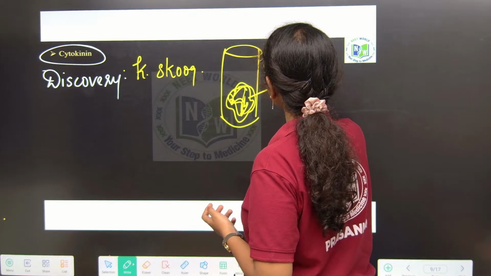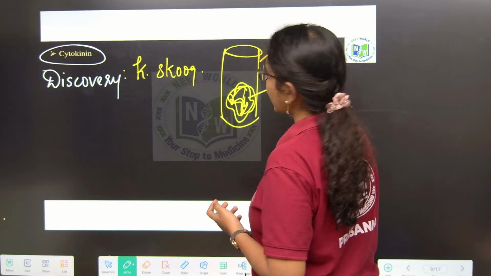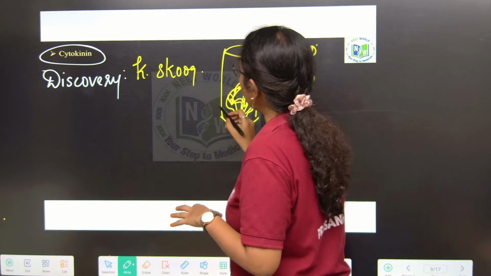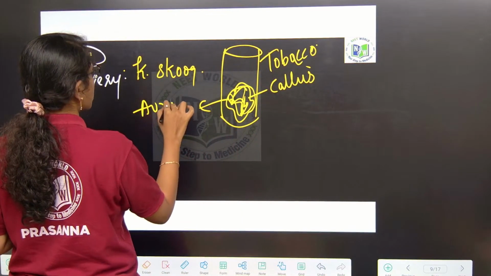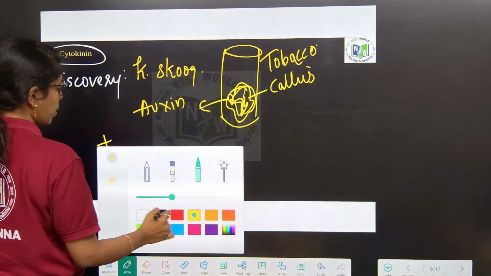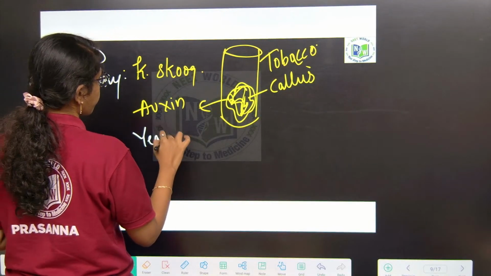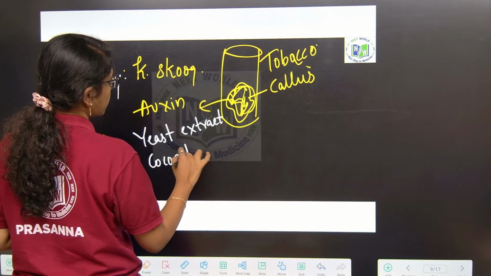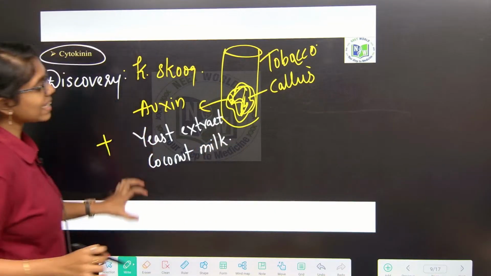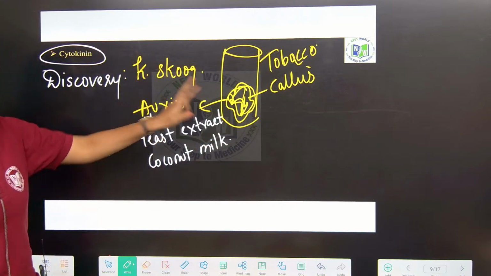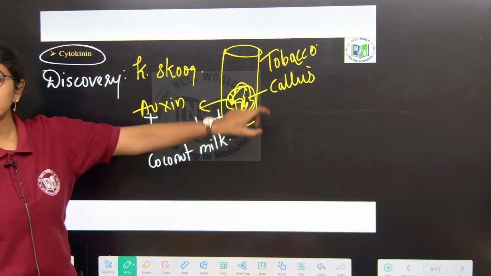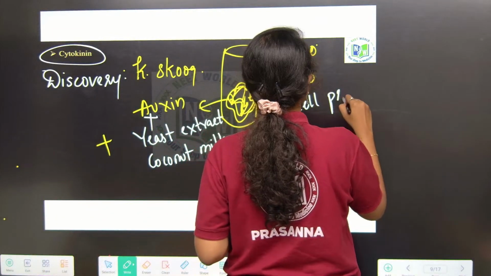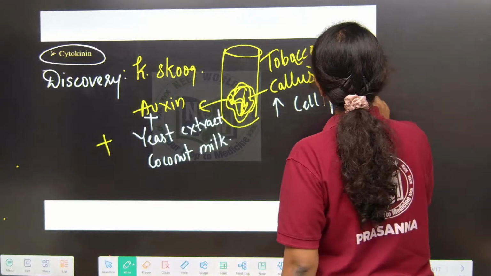So, Skoog observed that tobacco callus showed internodal elongation when it was supplemented with auxin, along with yeast extract and coconut milk. When these are supplemented along with auxin, this promoted the growth of what? Internodal length in the tobacco callus, and this increased cell proliferation, that is cell division, inside the tobacco callus. This was observed by whom?